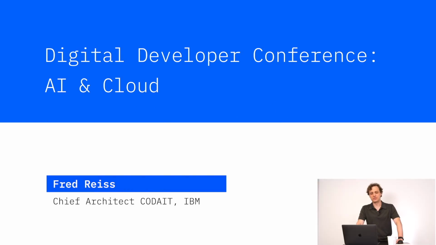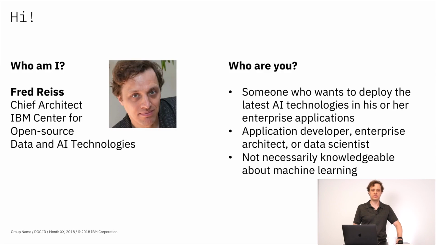But first, an introduction. Hello, I'm Fred Rice. I'm the Chief Architect at IBM's Center for Open Source Data and AI Technologies. We are an open source lab located in San Francisco, California. We focus on foundational open source technologies for data and AI, including technologies centered around today's topic, deep learning.